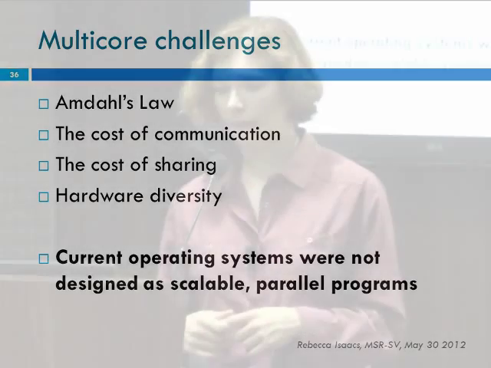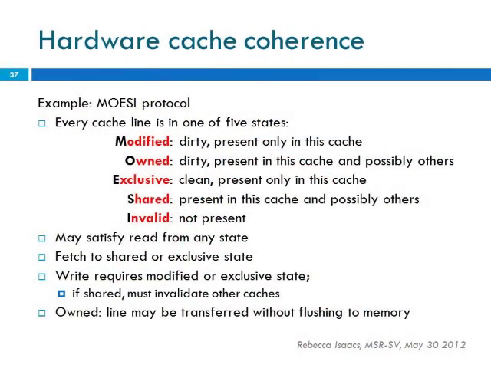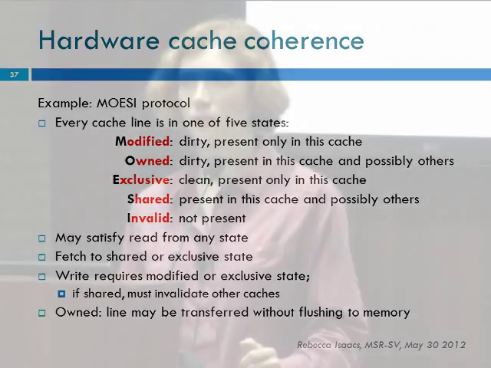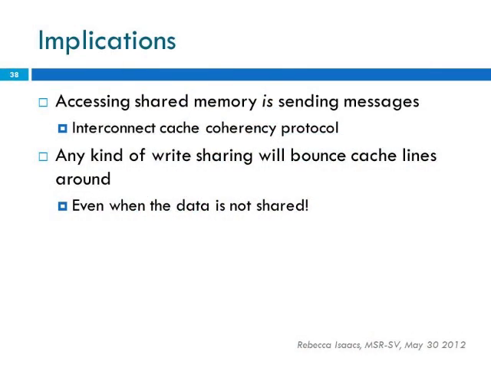Okay, so the third multi-core challenge is the cost of sharing. So I reviewed hardware cache coherence yesterday, so I won't go through it. This is exactly the same slide. What are the implications of having hardware cache coherence? Well, basically, when you squint at it, accessing shared memory is essentially sending messages. The cache coherency protocol is causing cache lines to be moved along the interconnect between cores. And any kind of write sharing of a single cache line means that those cache lines are going to be moving around the machine, even when the data isn't truly shared.